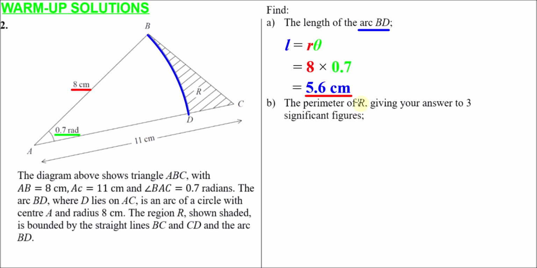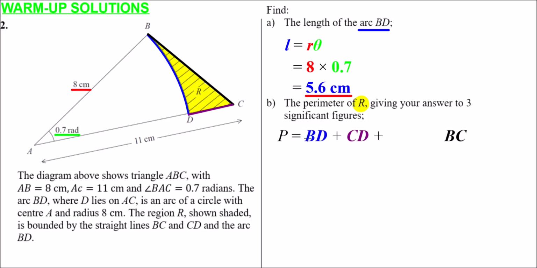So R, I'm going to colour code in yellow and bound with BC and CD like this. BC is a black straight line and CD is the purple straight line. So the perimeter is going to be the length which encloses this area. So the perimeter is going to be the blue arc plus length BC plus CD.